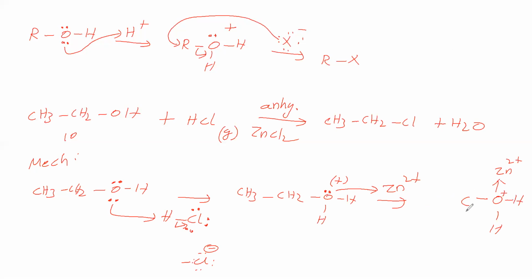Now here, a CH2 group is there and a CH3 group is there. Which group comes for attack? The Cl minus. This lone pair attacks the backside of this carbon, and this bond shifts to the oxygen. Therefore, this becomes CH3CH2Cl, and here HOH with Zn2+ is produced.